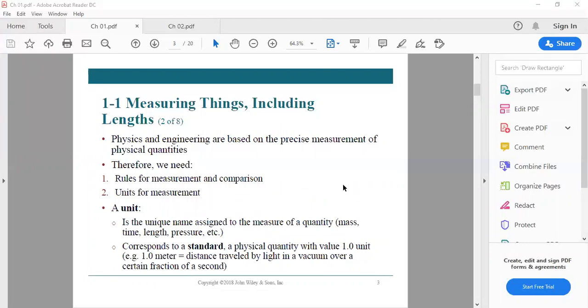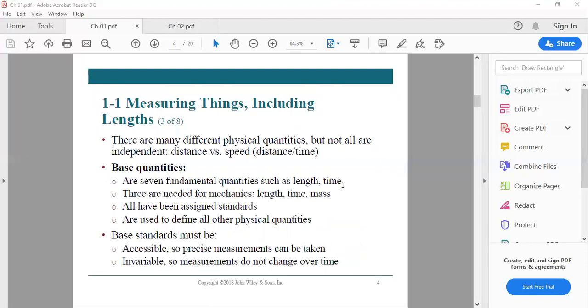So basically, a unit for measurement is the unique name assigned to a measure of a quantity, be it mass, time, length, pressure, what have you. We need to have some sort of defined quantity that we can talk about, because if we can't define a particular quantity, then we could be discussing different things, but we can't come to a common sense of measurement. And so that's what this is all about. It's a standard. It's something that we can discuss and we know what it is that we're talking about. So, for example, 1.0 meter is the distance traveled by light in a vacuum over a certain fraction of a second. That's how it's defined. That is the standard. That's what we're going to be discussing.